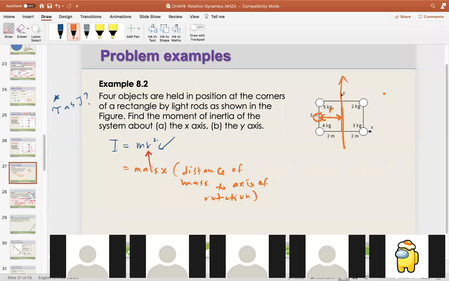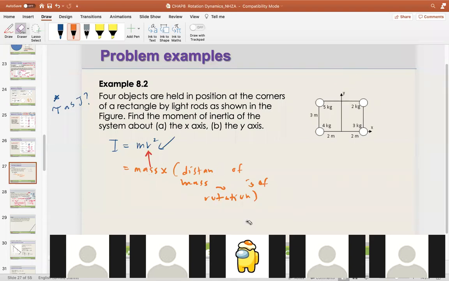Okay, is that clear for everyone? Okay, ke? Okay. Sarah Amani, do you have any question for me? Okay ke? Sarah Amani, are you there? Yes. Okay. Tak ada soalan eh?